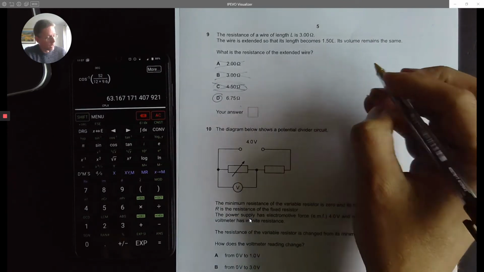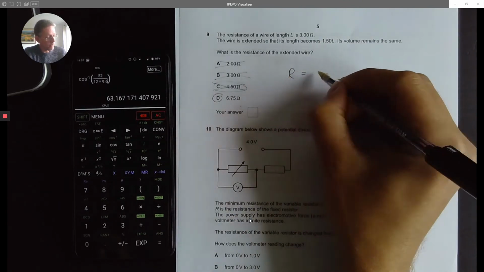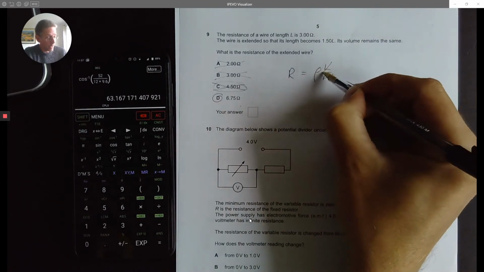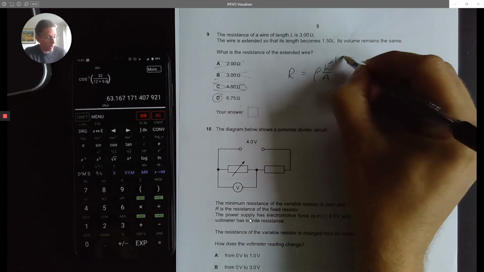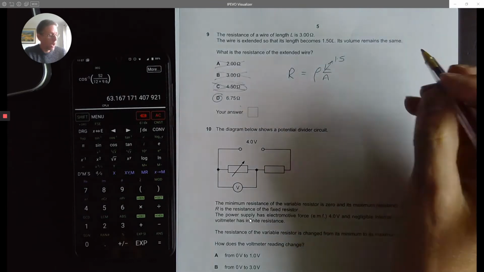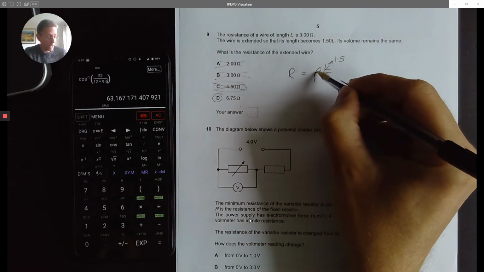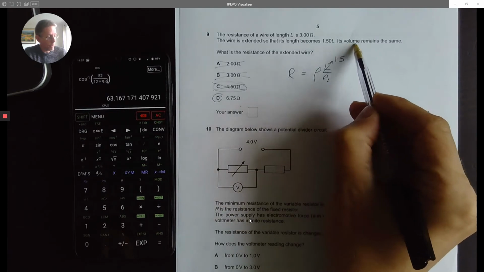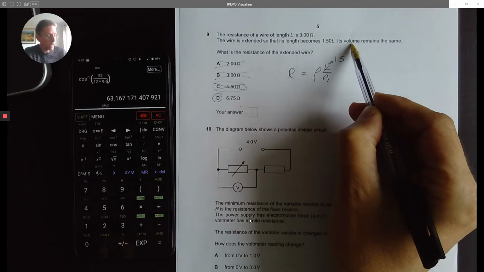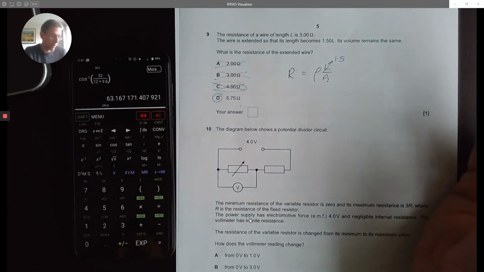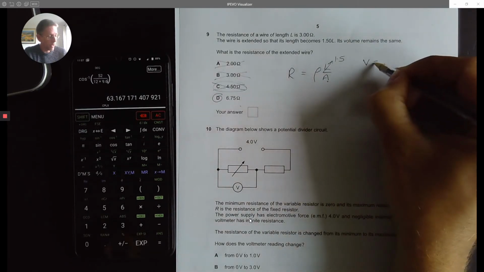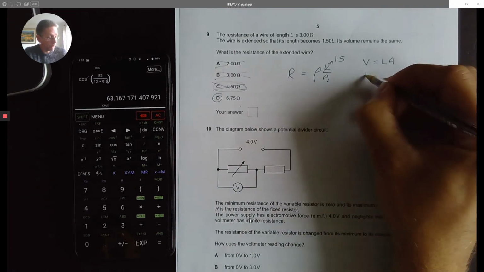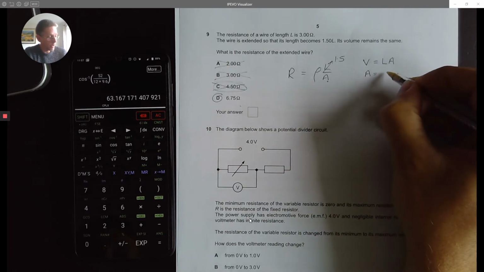So you need to remember that the formula for resistance is rho L over A. So yes, the length has gone up by 1.5, that's true. The resistivity is all about the material, that stayed the same, but what about the area? Well, it tells us that the volume remains constant. So if the thing has got longer, it must have got thinner at the same time. So we remember that the volume is equal to the length times the area, and therefore rearranging that, the area is equal to the volume over the length.